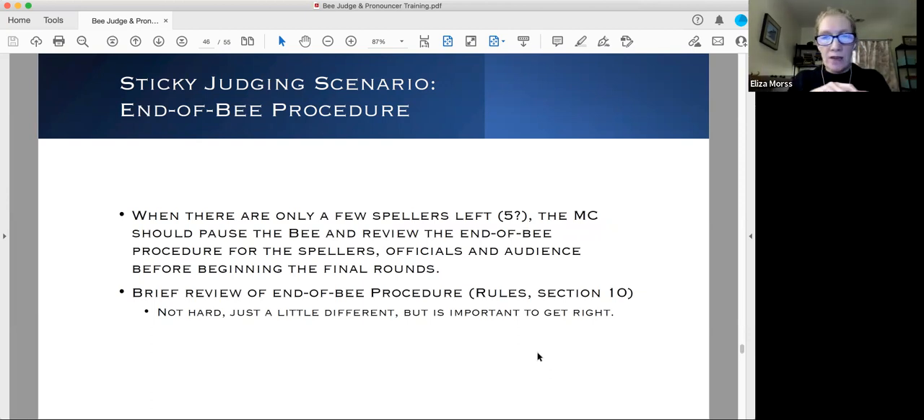Okay, so end of bee procedures. The bee proceeds with eliminating spellers left and right. You go through various rounds. So now you've only got a few spellers left. And this MC should pause the bee and review the end of bee procedure because it's just a little bit different.